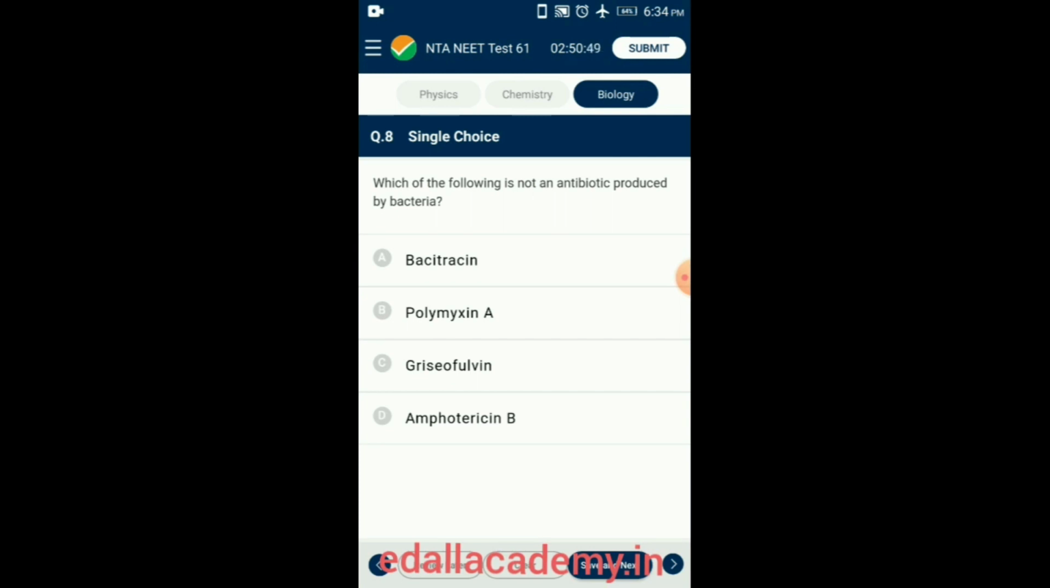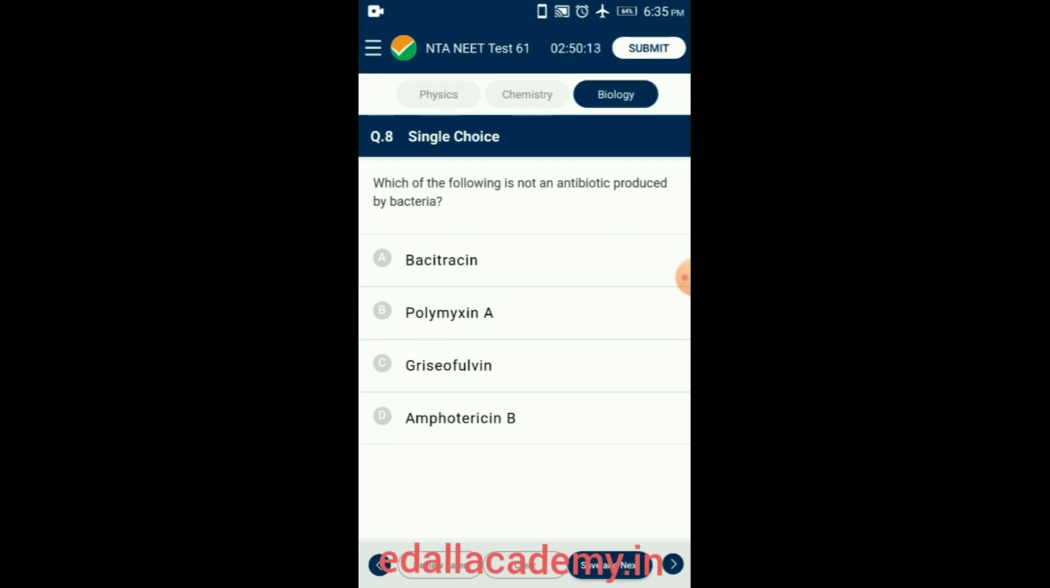Griseofulvin is the antifungal agent produced by the fungus Penicillium griseofulvum, used in the treatment of dermatophytic fungi. Second one, bacitracin is the antibiotic produced by the bacteria Bacillus subtilis and used to treat gram-positive bacterial infection. Then the next one, polymyxin B is produced by Bacillus polymyxa and it is used to treat gram-negative bacterial infection.